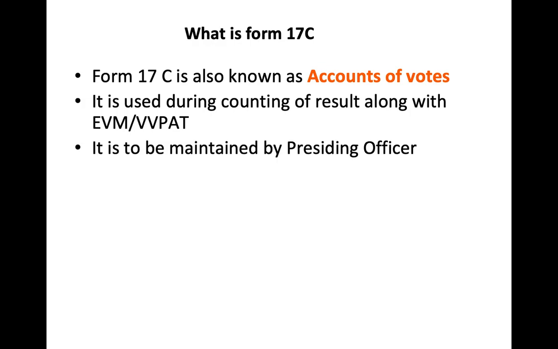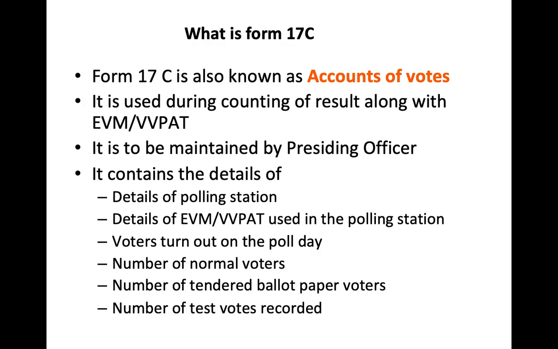So who maintains Form 17C? Form 17C is maintained by presiding officers. The presiding officer has to fill Form 17C on the poll day, and Form 17C contains details of the polling station, the details of votes recorded in EVM and voter turnout on the poll day, number of normal voters, number of tendered ballot voters, and number of test votes recorded during the poll day.